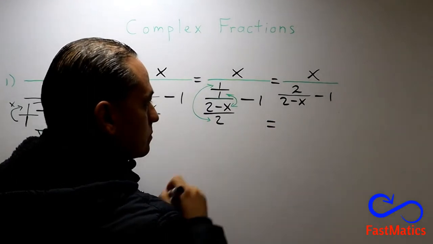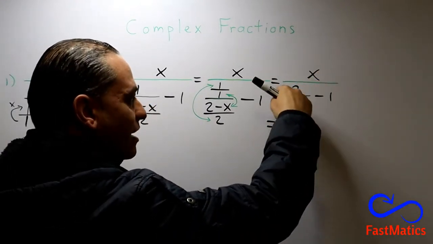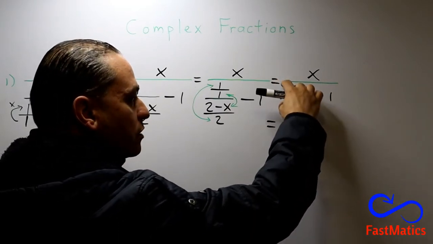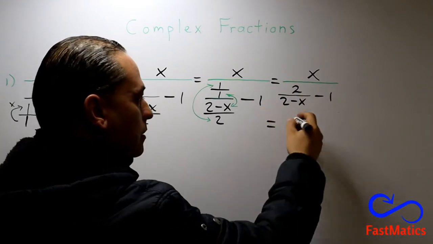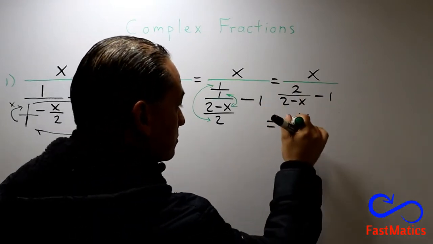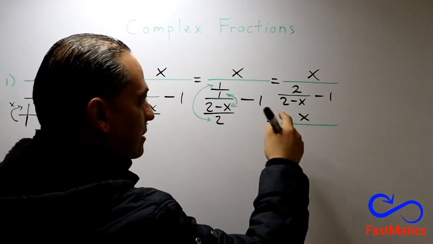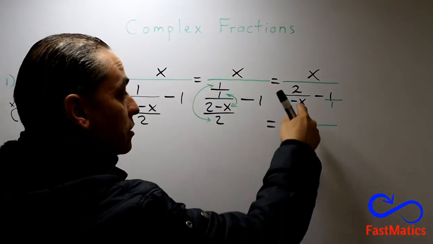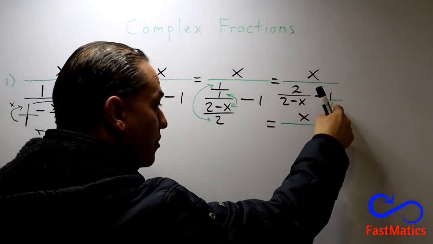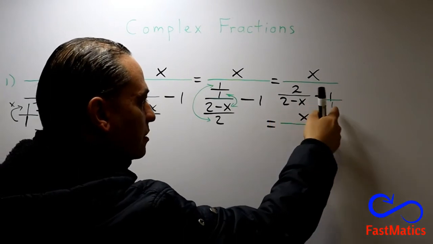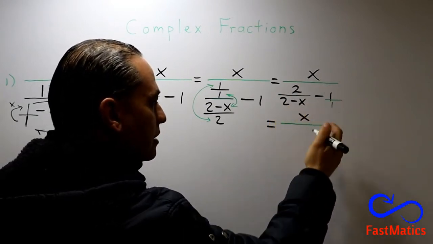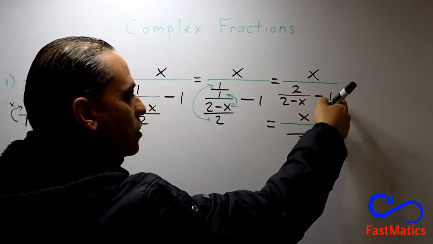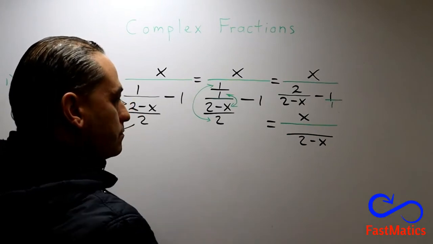So here I have a numerator and a complex denominator. But here I have a numerator and a denominator. So we are going to work this level. We copy the x. And here we can put the number 1 in the denominator to work numerator, denominator, minus numerator, denominator. So the least common multiple of 2 minus x and 1 is obviously 2 minus x, because when you have something and 1, the least common multiple is something.